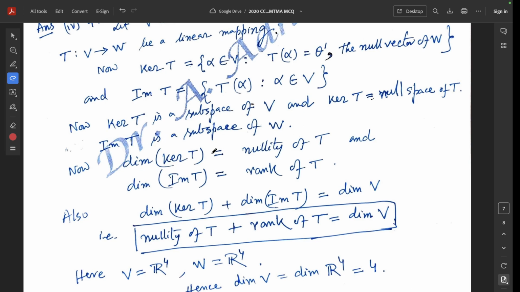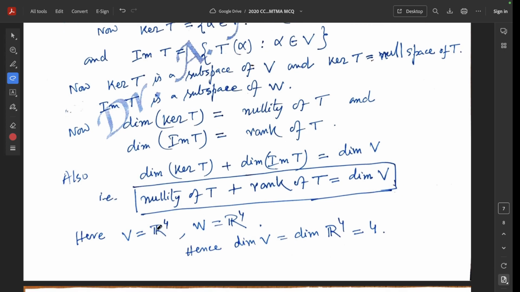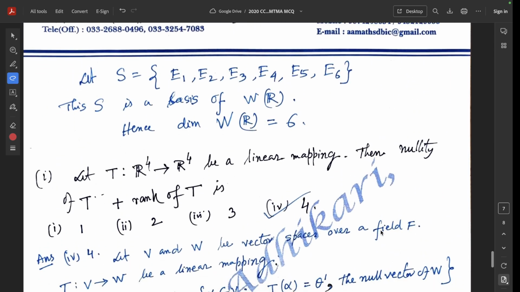So the dimension of the kernel is the nullity of T, and the dimension of the image of T is the rank of T, and the dimension of the kernel plus the dimension of the image of T equals the dimension of V. So nullity of T plus rank of T equals the dimension of V. Here V equals R4 and W equals R4. Hence the dimension of V equals the dimension of R4, which is 4. Hence the correct option is 4.